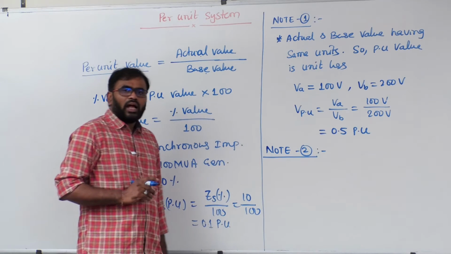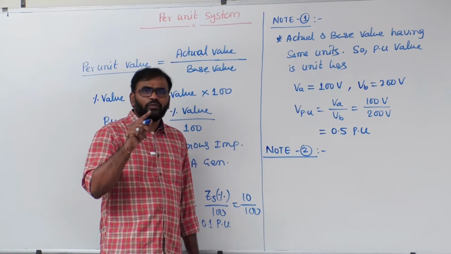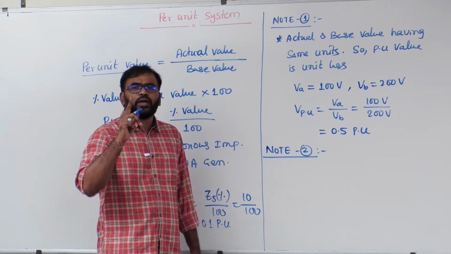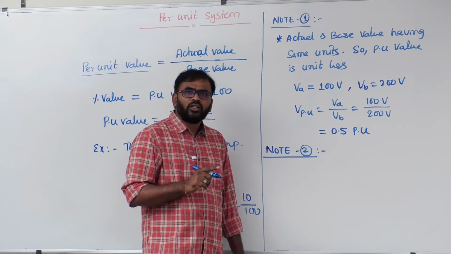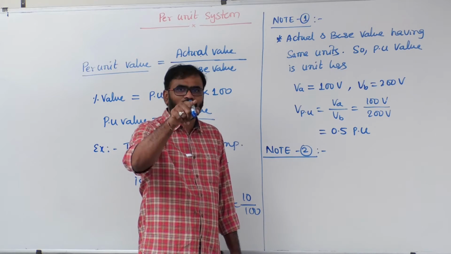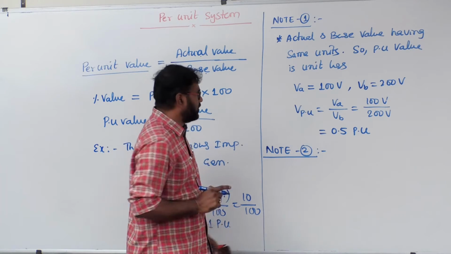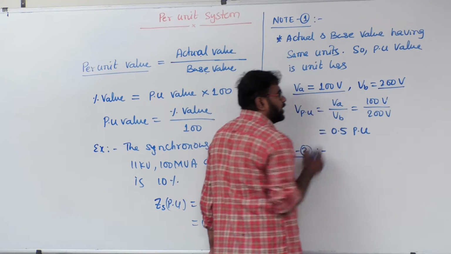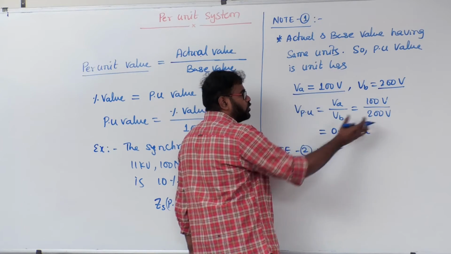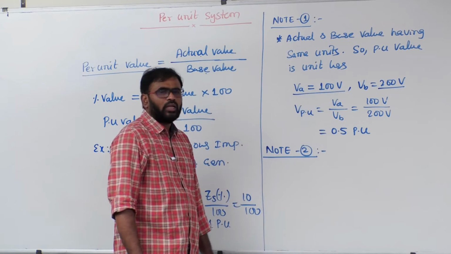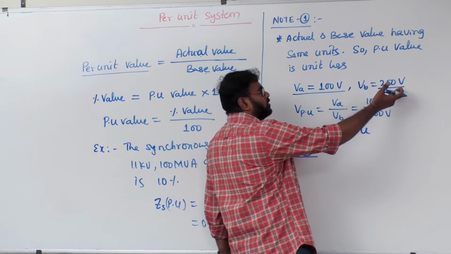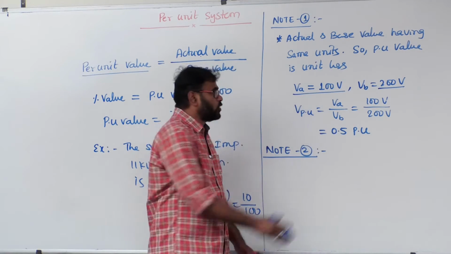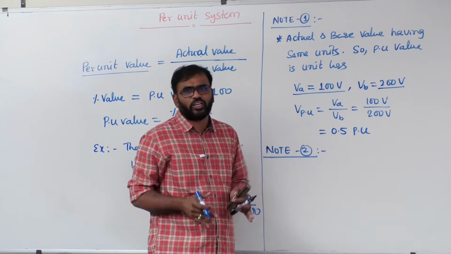Sir, actual value is always unique, but per unit value is not unique, because the per unit value is going to change based on the base value you select. For better understanding, actual voltage is 100 volts. I selected the base as 200 volts. That is why 100 divided by 200, we got 0.5. Let's say if you select the base as 100 volts, then what is the per unit value? 1 per unit. But the actual voltage is not going to change.